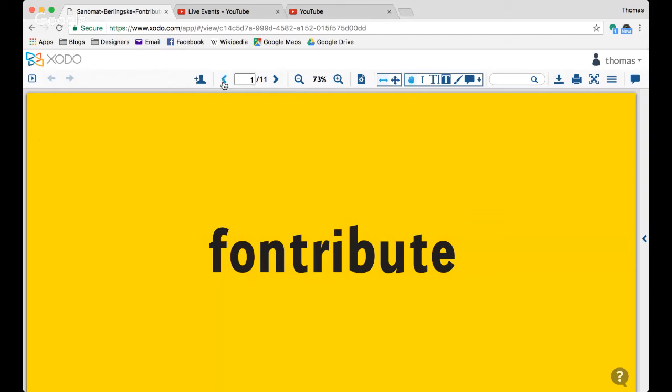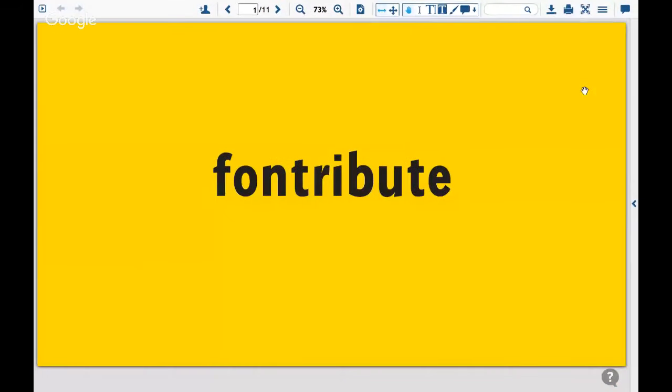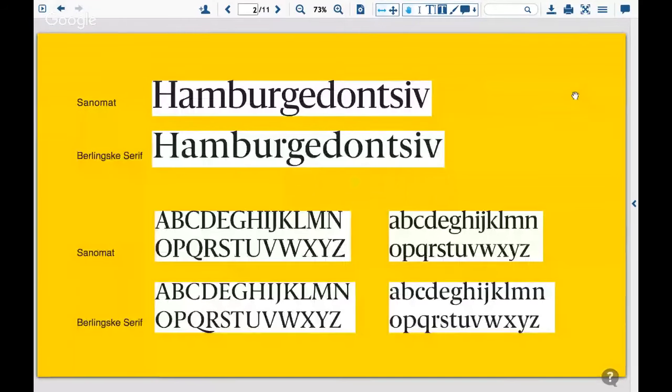Today, we have two typefaces created for newspapers. We have Berlingske, which was created by Playtype, and Sanomat, which was created by Commercial Type. So yeah, that was the attributes, right? Like that was the brief. It was for newspaper usage, right?